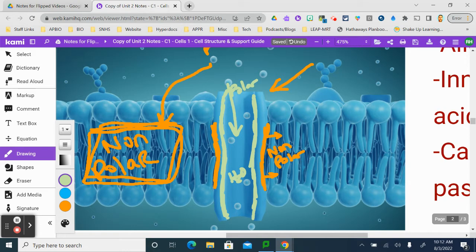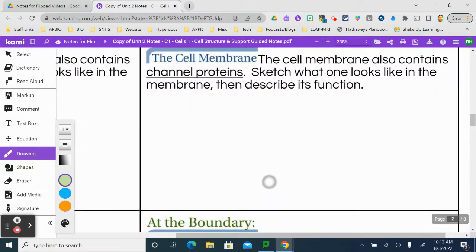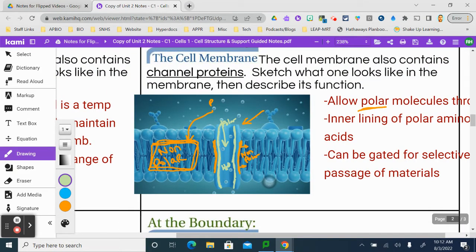Some questions that could come up, thinking about just the channel protein in general and relating it. So the big picture when it comes to AP Biology is linking all these different units together. It's not a unit 1 test and then a unit 2 test. It's understanding how these things connect. So here's a great example of connecting unit 1, protein structure, along with unit 2, cell structure.